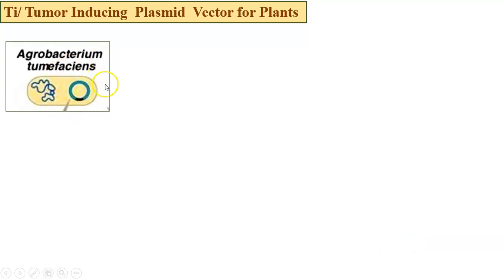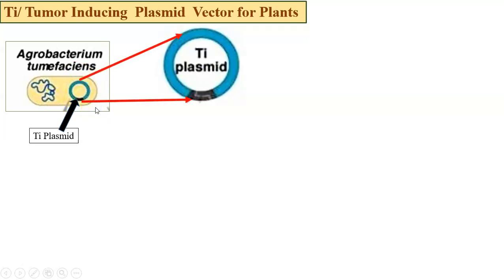Agrobacterium tumefaciens is a soil bacteria. It contains TI plasmids. It is called TI plasmid because it has a gene. This gene is tDNA. It has a recognizing sequence, and the gene responsible for the disease is present in this tDNA.